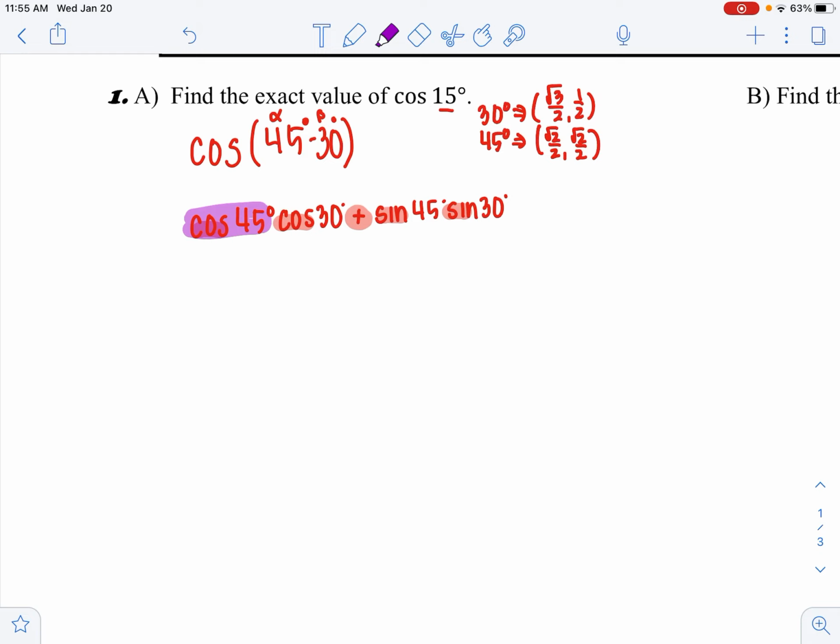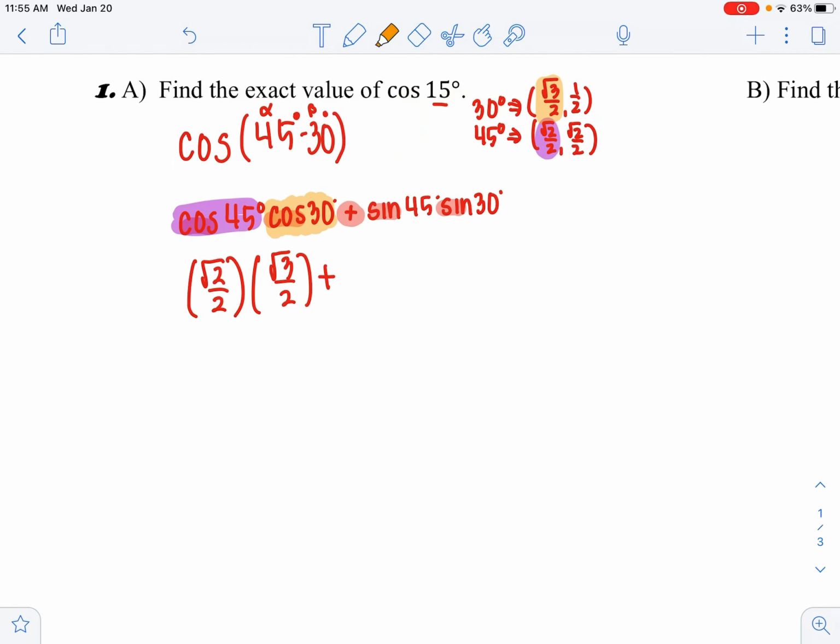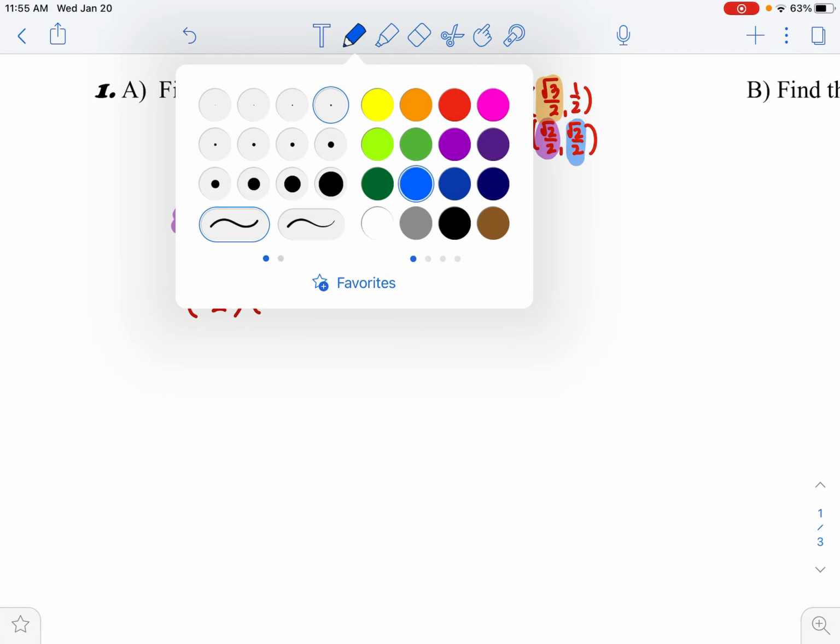Okay, so first off, I need the cosine of 45. This is the cosine of 45. So I'm going to replace it with the root 2 over 2. I put everything in parentheses when I replace it because parentheses aren't going to hurt. Cosine of 30 I need next. Cosine of 30 is right here. So that is root 3 over 2. Then I have the plus sign. Now I need the sine of 45. Sine of 45 is right here, root 2 over 2.